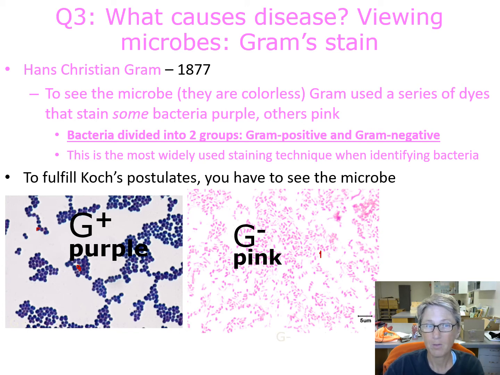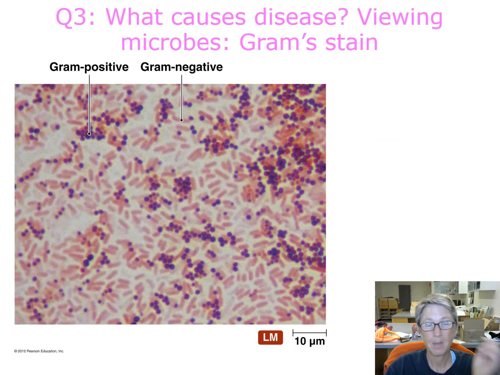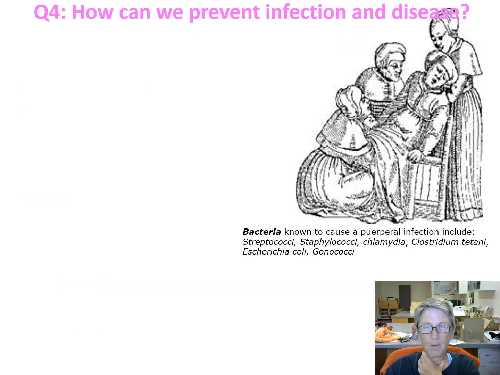He used this because, if you remember, to fulfill Koch's postulates, you have to see the microbe. And Gram was like, well, this is how you can see a microbe. Stain them. Here's a light micrograph of a Gram stain. This would be a mixed stain because you've got these pink rods, which are gram-negative. So here's a pink rod, here's a pink rod. And then these purple balls, a coccus, those are gram-positive microbes.